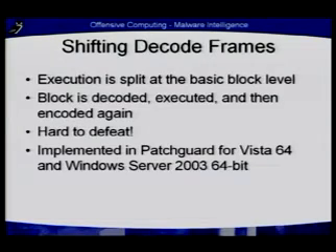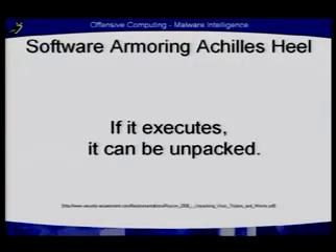Shifting decode frame is one of the hardest things to deal with in obfuscated malware. Basically, this is where each little block of instructions is encoded, and then at runtime it's decoded, executed, re-encoded, and the next block comes and gets decoded. This means that it's very unusual for you to have the entire binary sitting in memory, clear text decoded. This is very hard to defeat. And some people are actually implementing it for legitimate uses like protecting themselves, PatchGuard, that sort of thing. The main thing though is that if it executes, it can be unpacked. At some point, the processor needs to execute valid code, not gibberish, and so if you can observe that, you can unpack it.